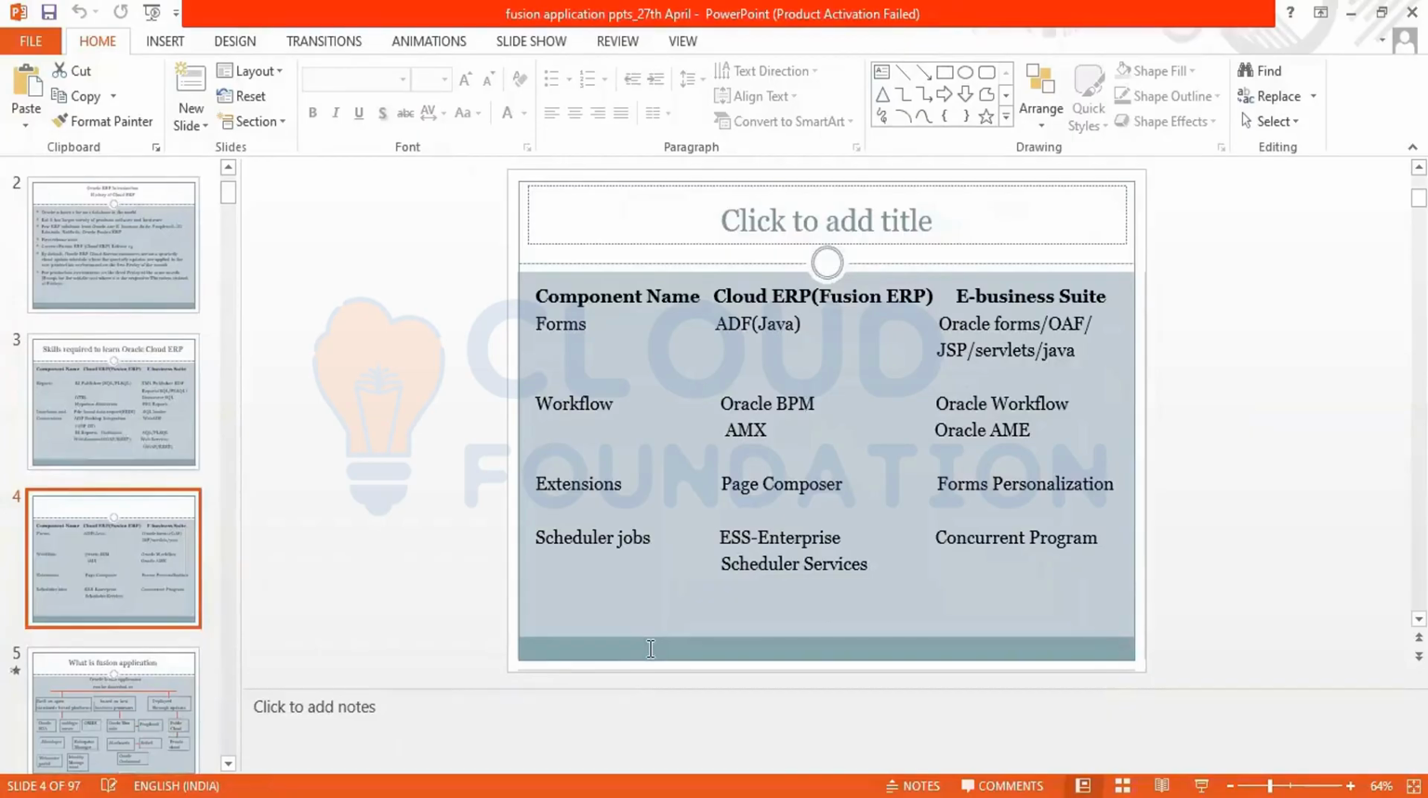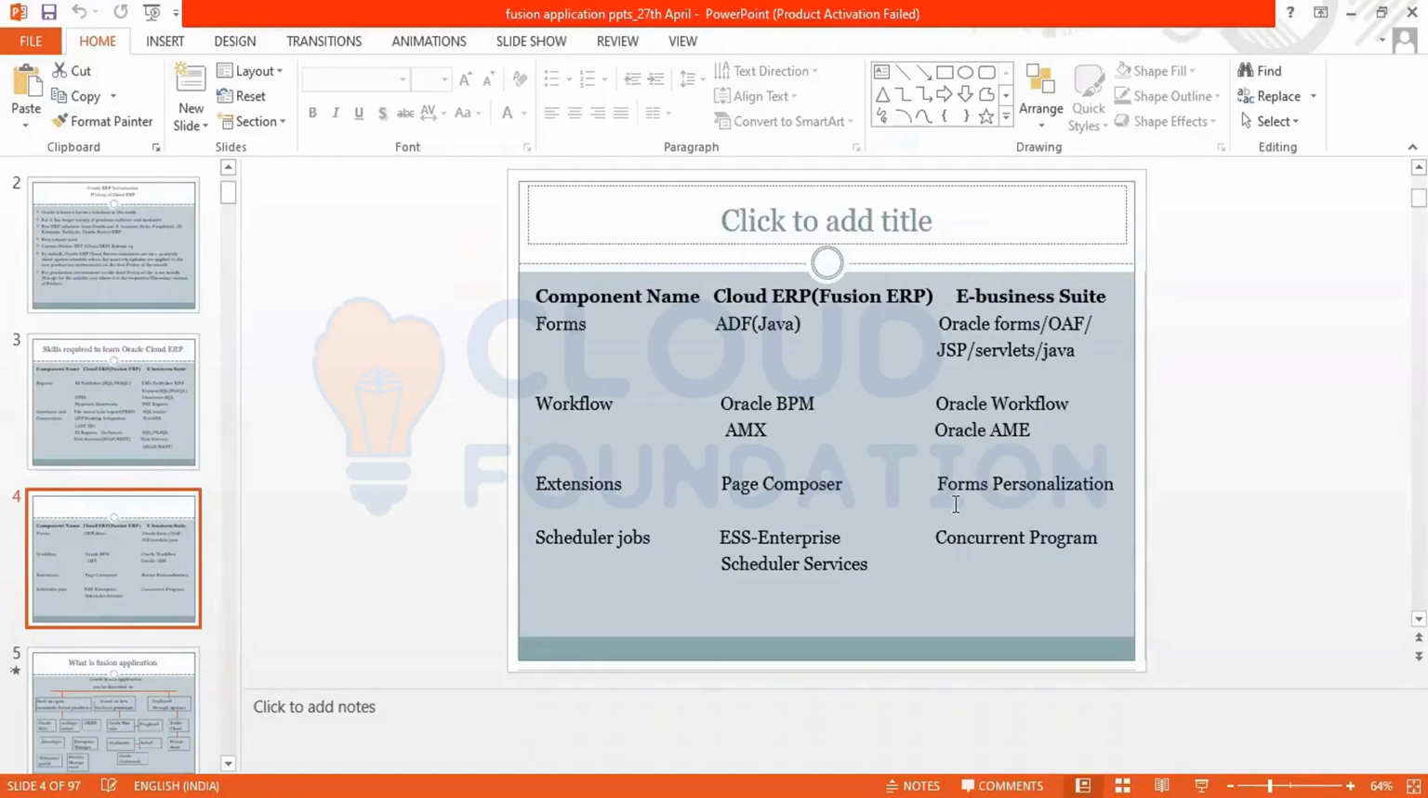Then when we talk about forms, we have Java Server Faces pages in Fusion ERP. In Oracle E-Business Suite, we have Oracle Forms. In workflow, we have Oracle BPMN in Fusion, and in E-Business Suite, we have Oracle Workflow, AME. For extensions, we have Page Composer. In E-Business Suite, we have Forms customization. For components, we have JDeveloper.